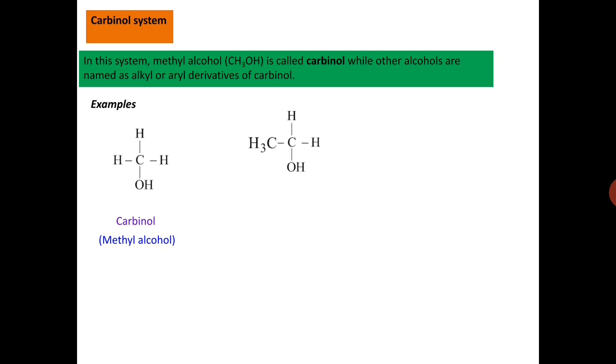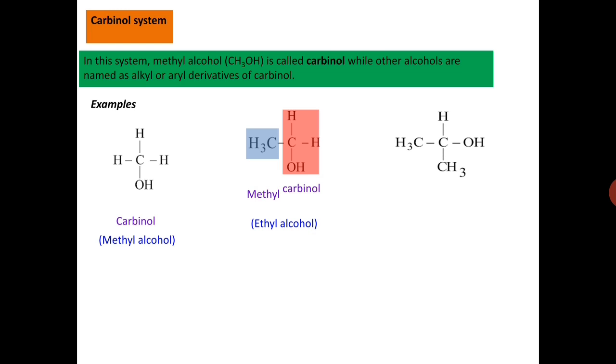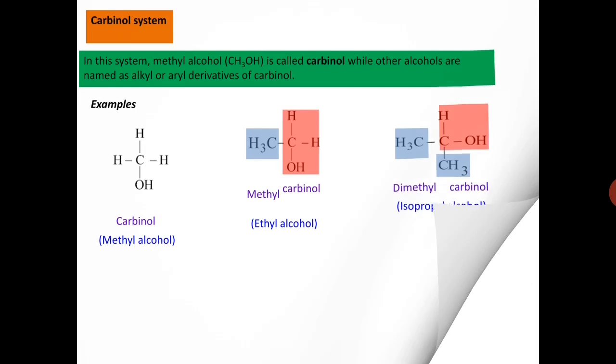In this structure, the OH group is attached to the carbon which is the carbinol carbon. Okay, it is carbinol, and a methyl group is attached, therefore methyl carbinol is the name of that. Next one, here the OH group is attached to this carbon, the carbinol. The 2 methyl groups attached make it dimethyl carbinol, and therefore isopropyl alcohol is called dimethyl carbinol. And the last one, we discuss the IUPAC nomenclature of alcohol.